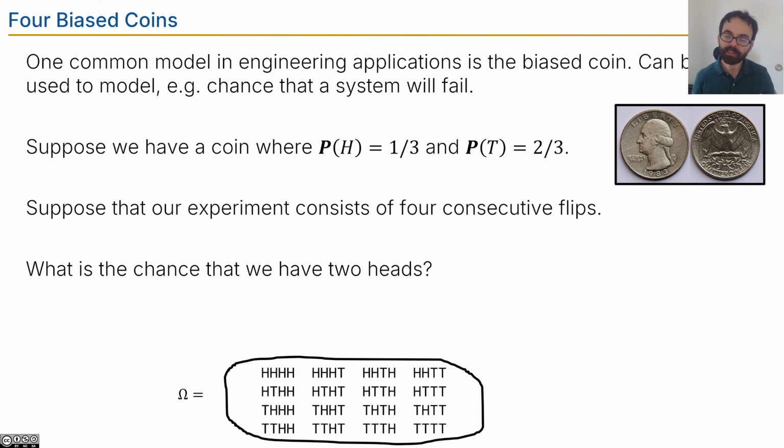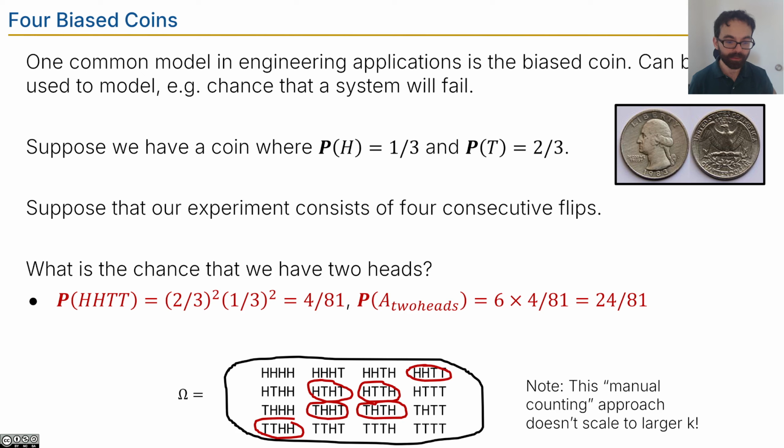Okay. What's the chance we have 2 heads? Well, that's just going to be these 6 outcomes. And we want to know what's the probability of any of them. Like any of those outcomes, they're all going to be the same. They're all going to be 2/3 squared times 1/3 squared, which is going to be 4/81st. There's 6 of them, so it's 24/81st.